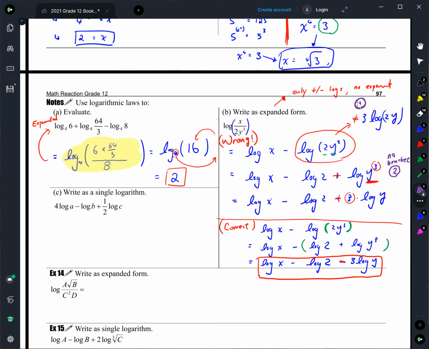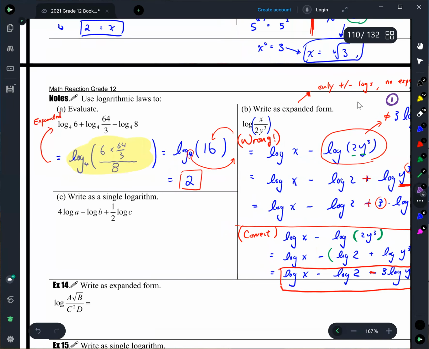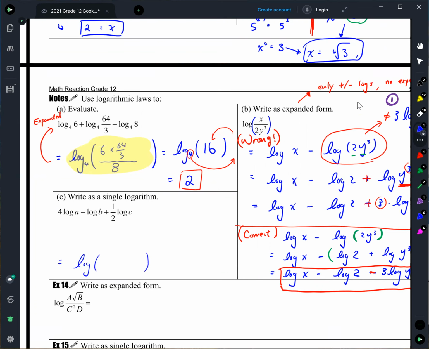Now let's practice going backwards again. Question C on the top here, write as a single logarithm. Meaning at the end, you want to have just log and then everything put back inside. So kind of like question A. But what's different between A and C is that this time in front of log, we have numbers, right? We have the 4, we have the 1 over 2. So you need to throw it back into exponents.